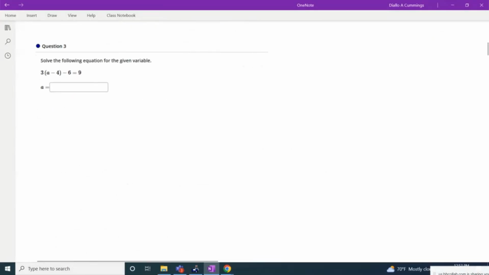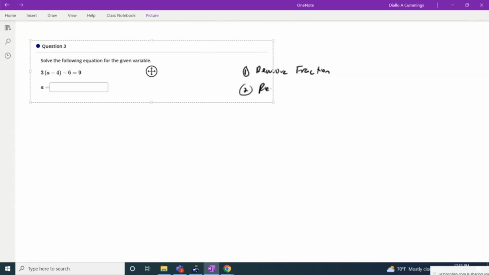All right. So here's the first one. It just says solve the given equation. So if we keep those 6 steps in mind, I'm just going to follow those 6 steps as we go through the problem. That first step would be to remove any fraction, which we don't have. The next step, we're going to remove parentheses. And we remove parentheses by using the distributive property.